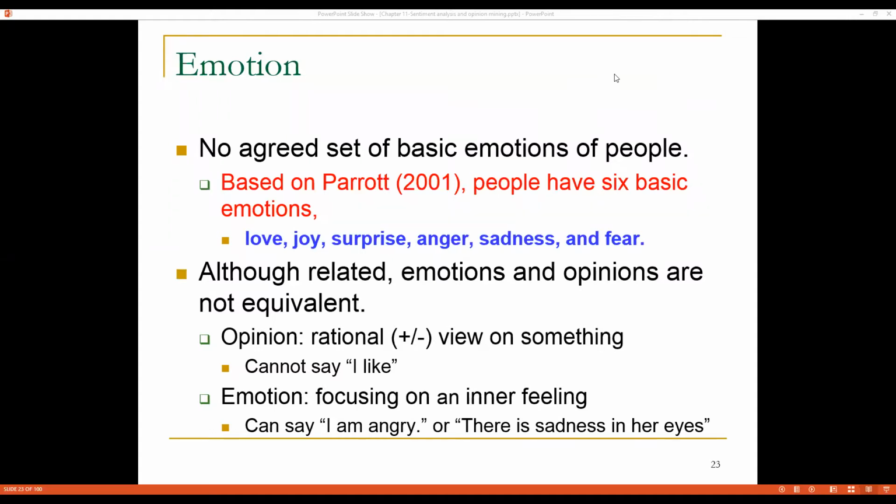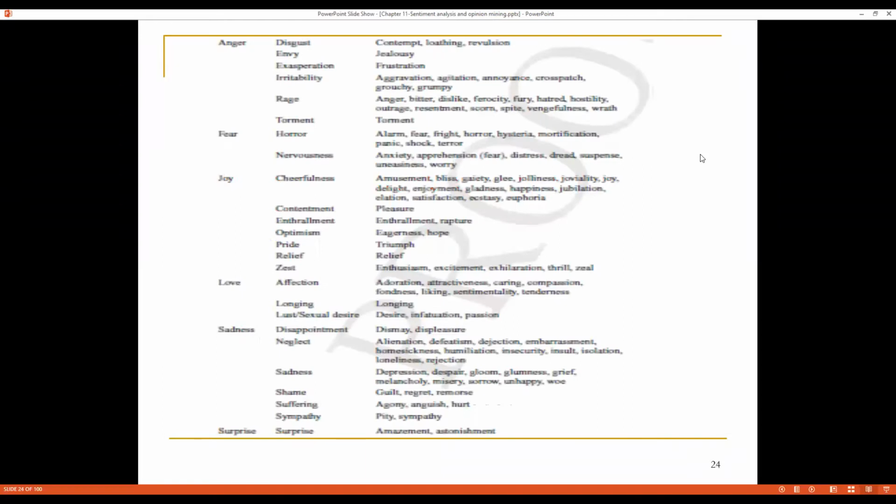You cannot say "I like" for an emotion. An emotion focuses on an inner feeling. You can say "I am angry," or "there's sadness in her eyes." Here we have some examples of the 6 emotions and some words that can be used in place of those.